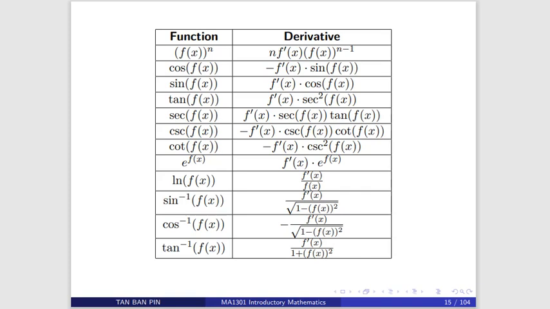Here we have the formula for all the common functions. If you have f(x) to the power n, then the derivative is n f prime x times f(x) to the power n minus 1, and so on. I suppose you have done this in poly.